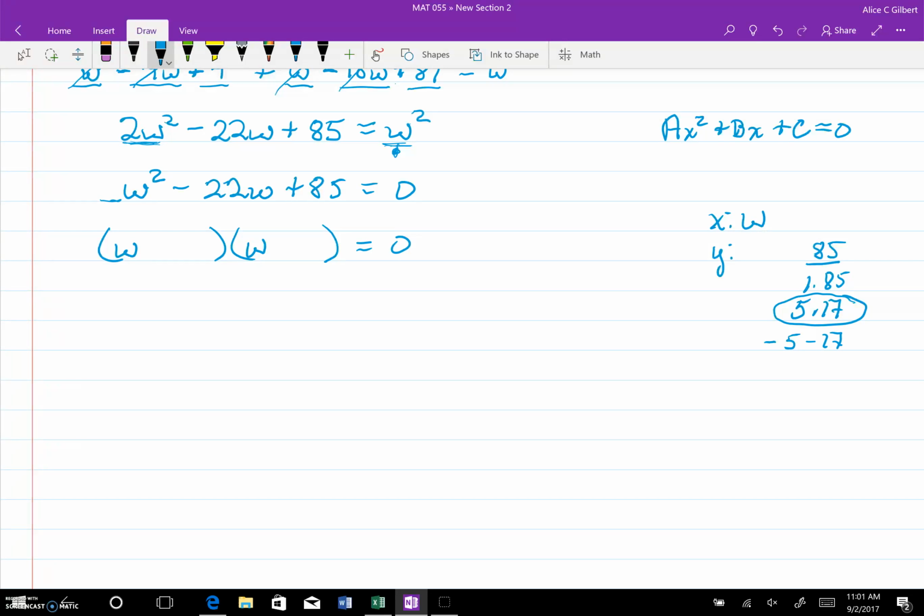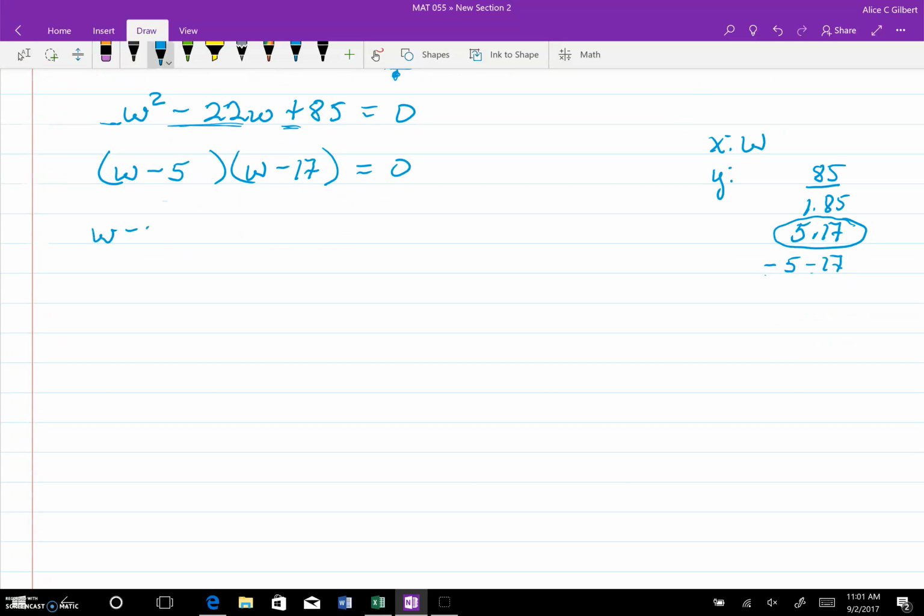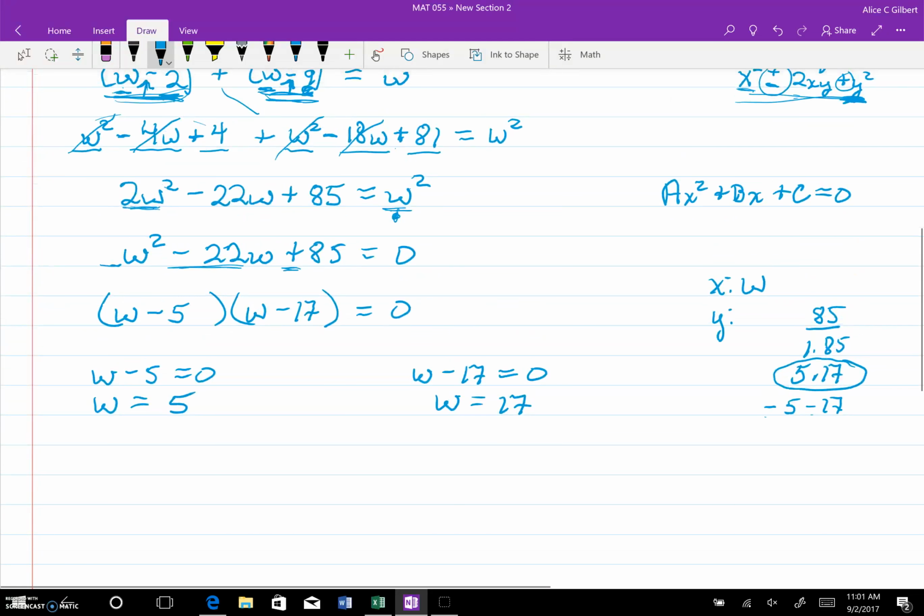So I look at these two. Let's do our 2 steps. Add these 2 together. I get negative 22. That's what I want. Last critical step. Negative times a negative is a positive. That's what I want here. So this is good. Just plunk these 2 in here. And now I go w minus 5 equals 0. And w minus 17 equals 0. And solve for this one. And I get w equals 5. w equals 17.